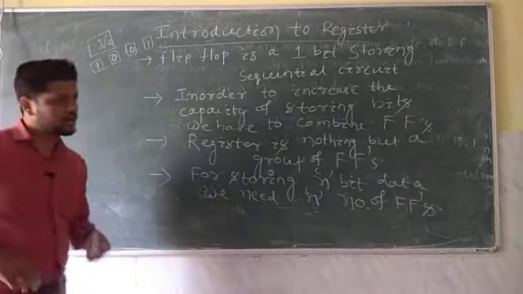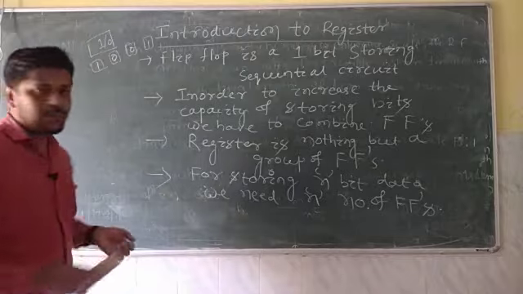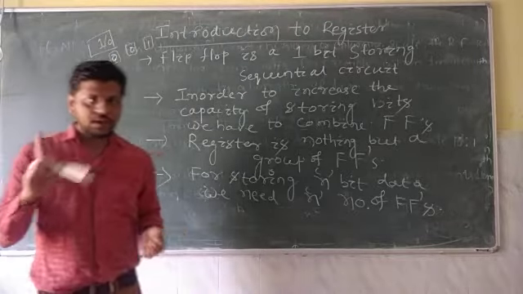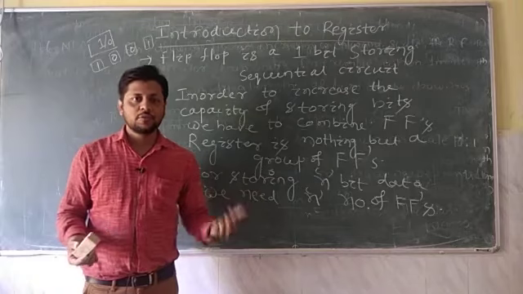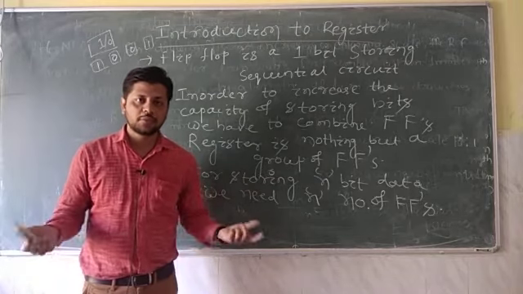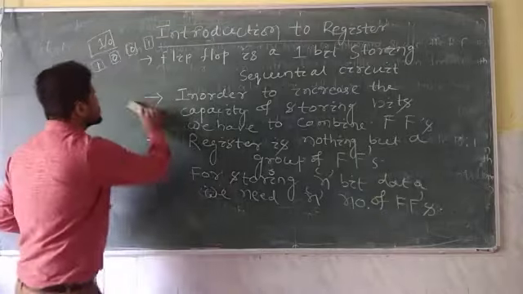So this is all about your definition. So hope you are clear about this. One flip-flop always stores 1 bit of data. So if you need to store more than 1 bit of data, for example 4 bit, 5 bit, 6 bit, then you have to combine more than 1 flip-flop as per your requirement.